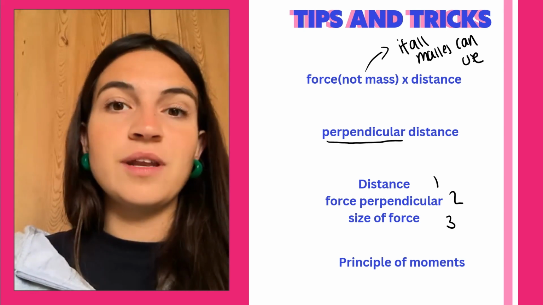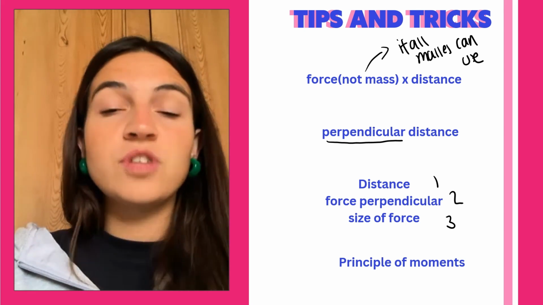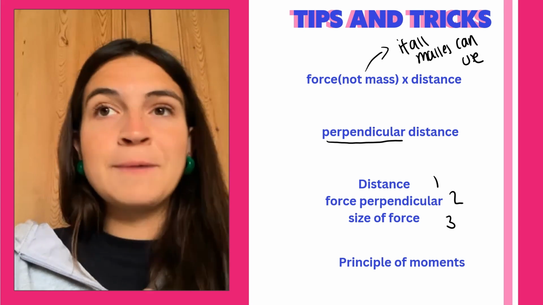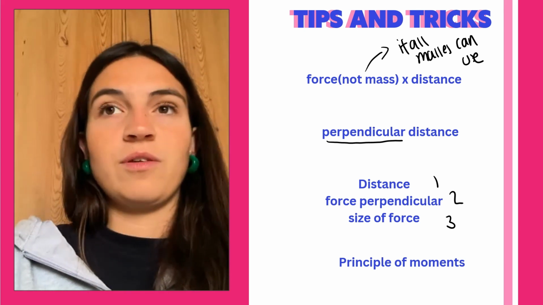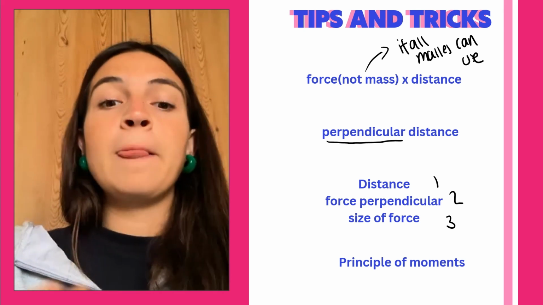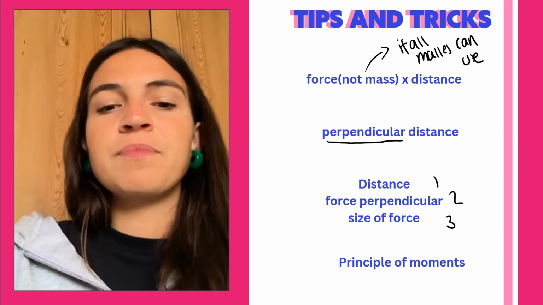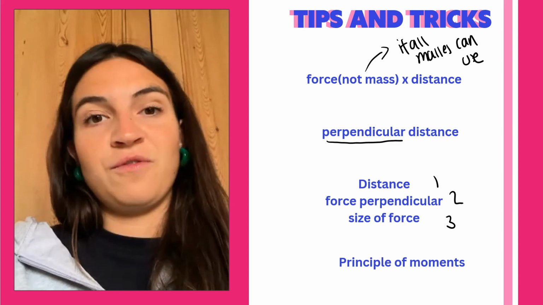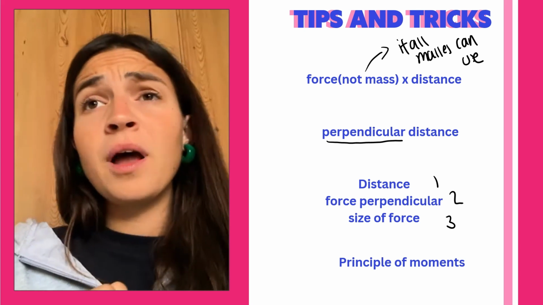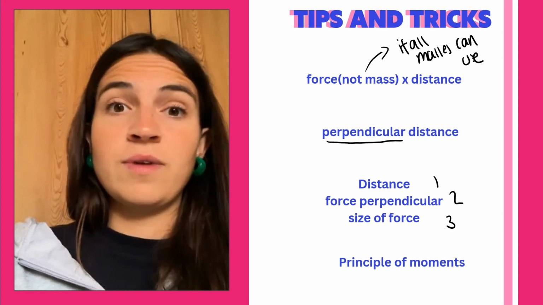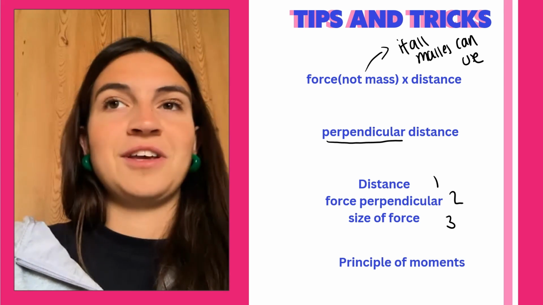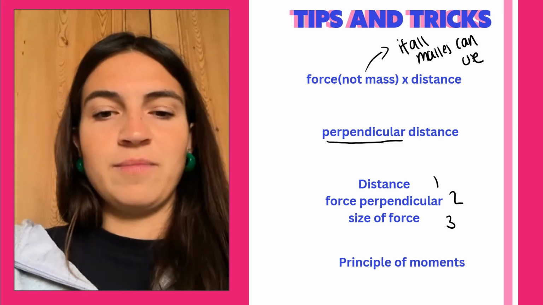Three ways you can increase or decrease your moment. Change the distance from the pivot, increase or decrease it depending on whether you want to increase or decrease the moment. Make your force perpendicular if it wasn't already perpendicular, and increase the size of the force. So apply any or a mixture of those three fixes to any question that asks you about increasing or decreasing moments.